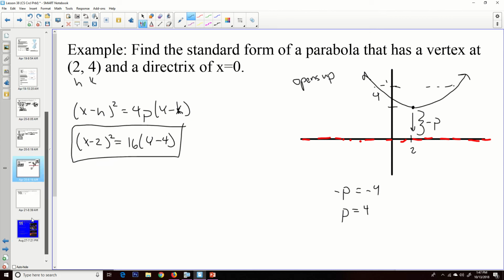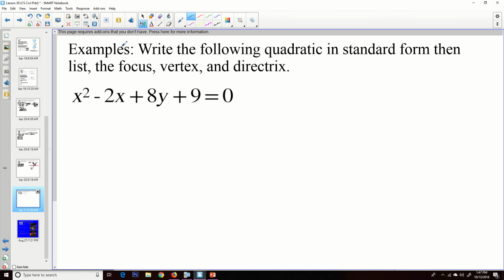All right, next one. Write the following quadratic in standard form. List the vertex, focus, and the directrix. And here is, again, a general conic section. The reason I know that this is a parabola is because I have an x squared and no y squared. You could also say that it would be a parabola if you had a y squared but no x squared. And so I know that I'm trying to get a parabola.